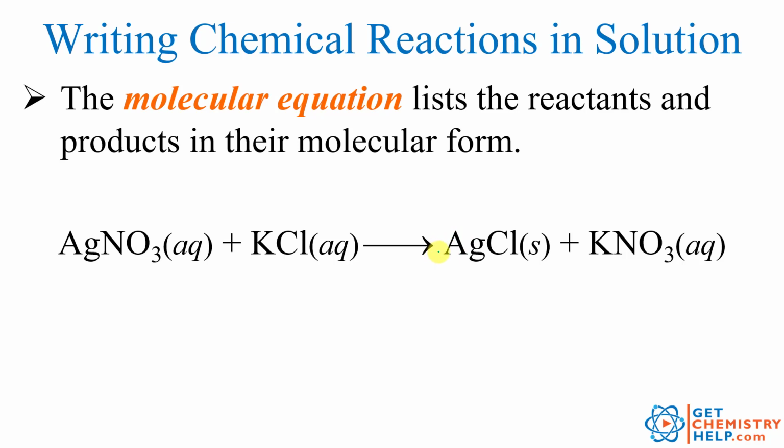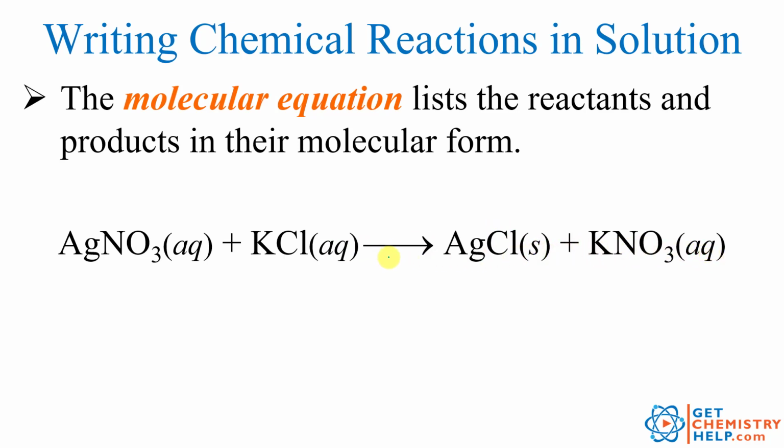However, this is not the best visual representation of what's really occurring in a reaction. So that's why we need what's known as the complete ionic equation. For example, we know, thanks to our solubility rules, silver nitrate is aqueous. It is dissolved in your solution. Potassium chloride also dissolves in water. It's aqueous. However, silver chloride is not dissolved. It stays together as a solid, while potassium nitrate is soluble.